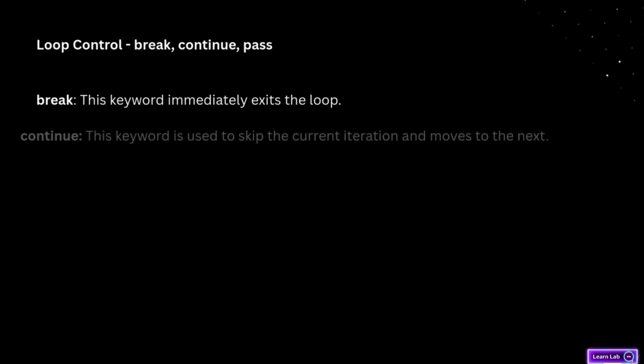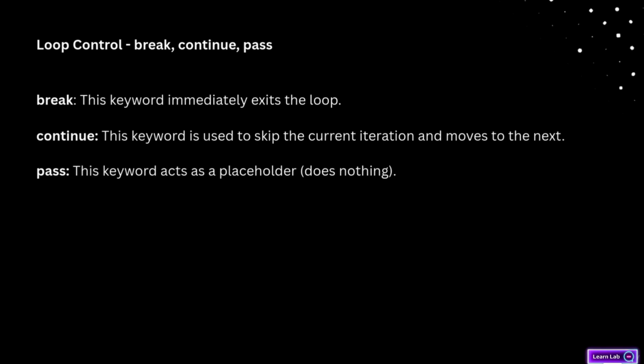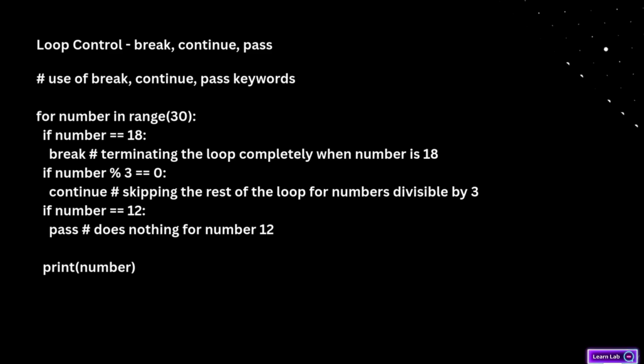The next one is loop control: break, continue, pass. The keywords under this classification are used to change the flow of execution inside the loop. Break: this keyword immediately exits the loop. Continue: this keyword is used to skip the current iteration and move to the next. Pass: this keyword acts as a placeholder and does nothing.